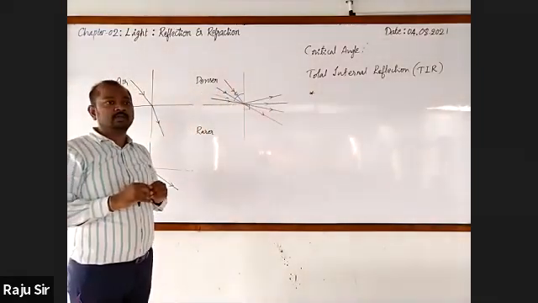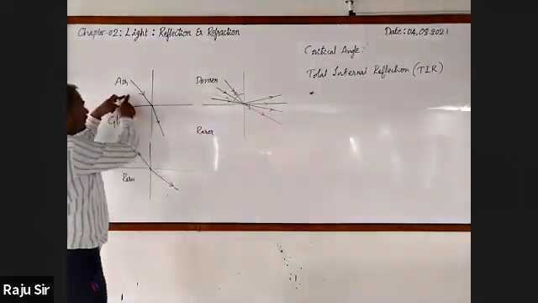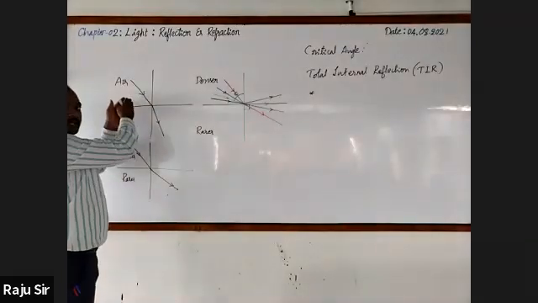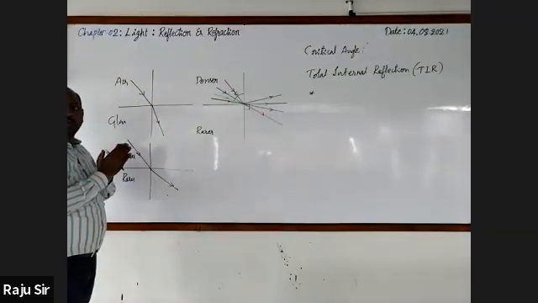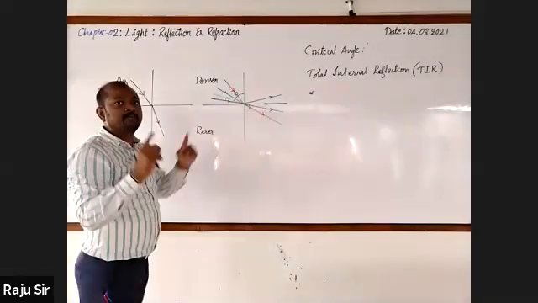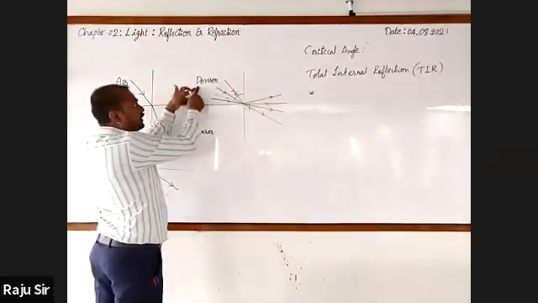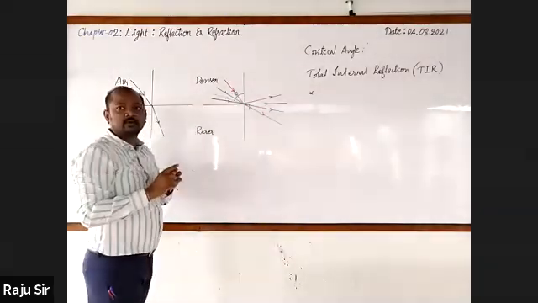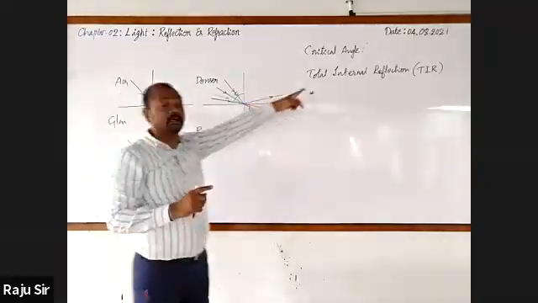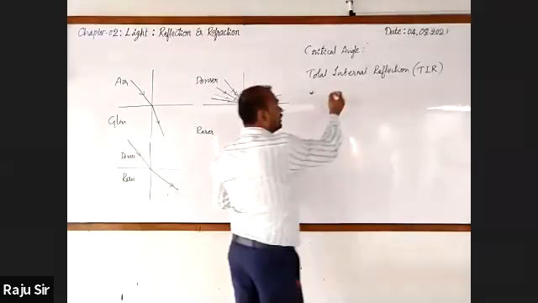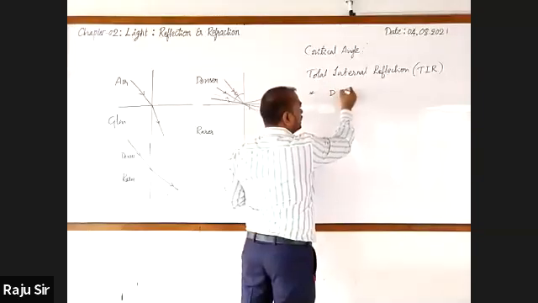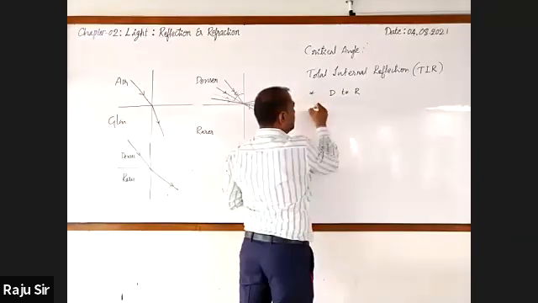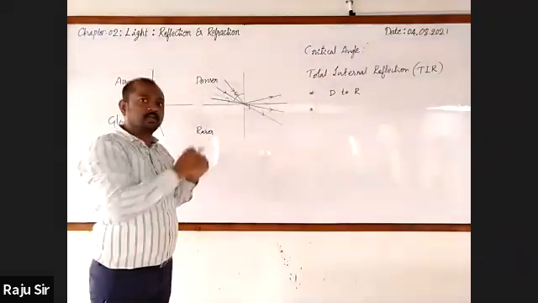Does it take place when it is traveling from air to glass, that is rarer medium to denser medium? No. Denser medium to rarer medium. Total internal reflection takes place when a ray of light travels from denser to rarer medium. That is the first condition.